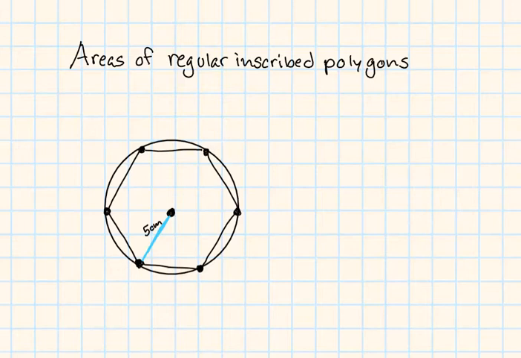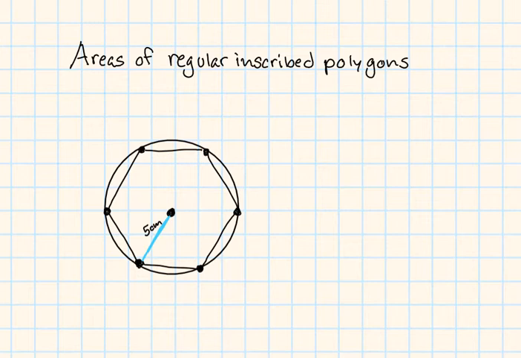In this video, we will be discussing areas of regular inscribed polygons. So we already covered in class what an apothem is and exactly how to find the central angles and how that's going to help benefit us when we're finding the total area.